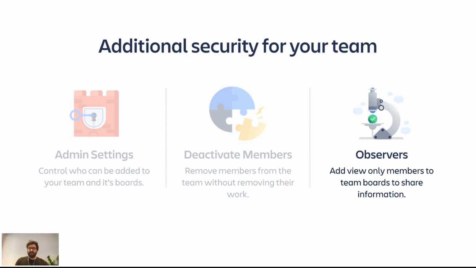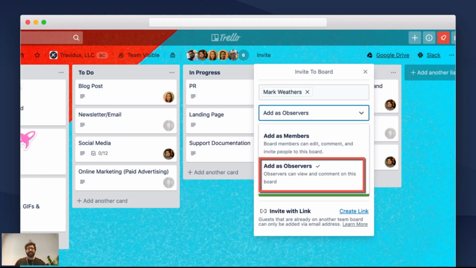And finally, observers. Observers allow you to add view-only members to your team boards. It's an easier way to share information without risking anything potentially getting moved or messed up with your team's workflow. So when inviting someone to a board, you can select Add as Observer. And basically, they can just view and comment on the board. You can also click any avatar for anyone that's already been invited to a board and change their status to an observer.